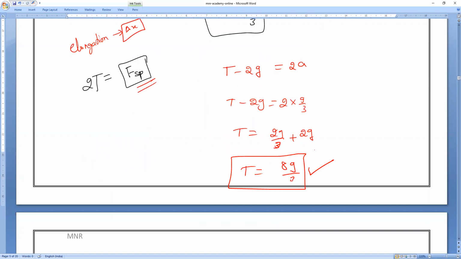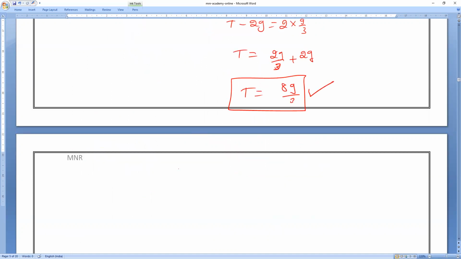That is the tension. But we all know the spring force. Spring force is equal to K into delta x. And we also know that the spring force is equal to 2T.